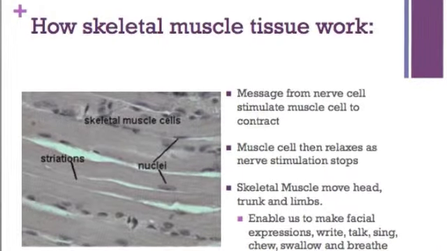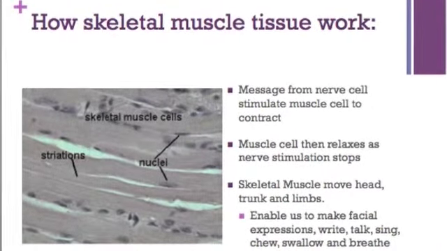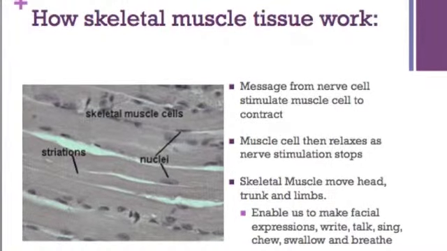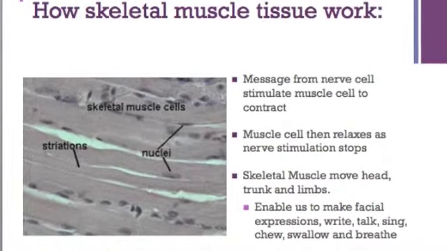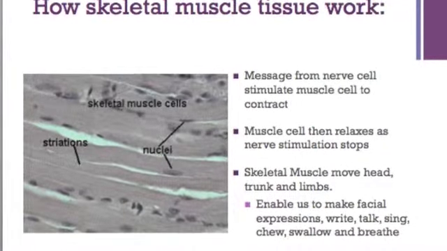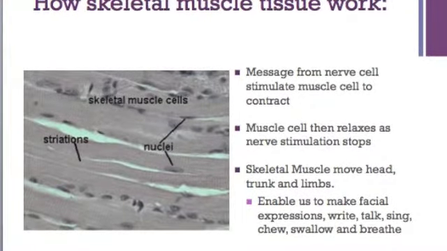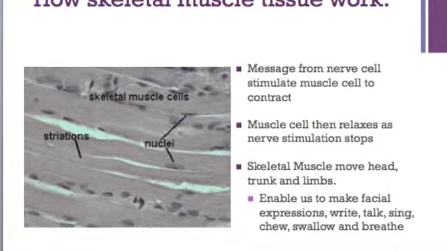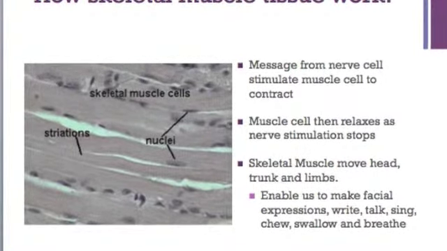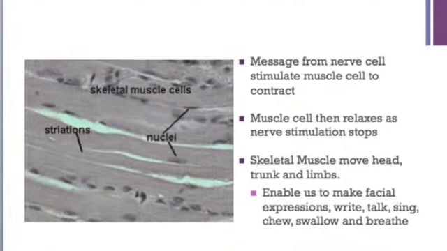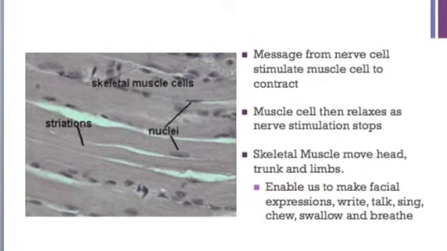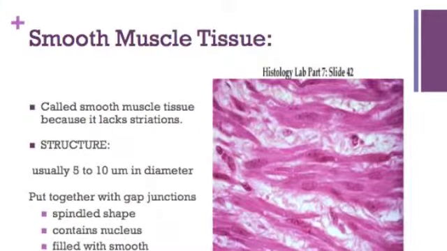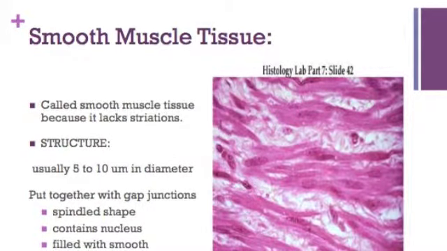How does skeletal muscle tissue work? A message from a nerve cell can stimulate a muscle cell to contract by causing protein filaments within the muscle cell to slide past one another. Then, the muscle cell relaxes when nerve stimulation stops. Skeletal muscle moves the head, trunk, and limbs and enables us to make facial expressions, write, talk, sing, chew, swallow, and breathe. The next type of muscle tissue is smooth muscle tissue.